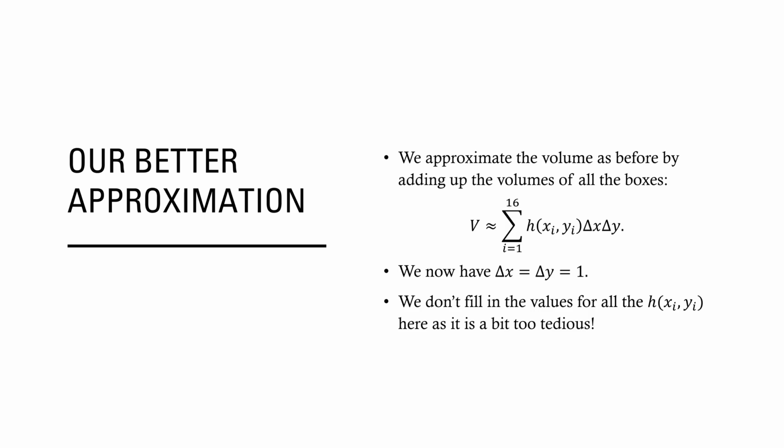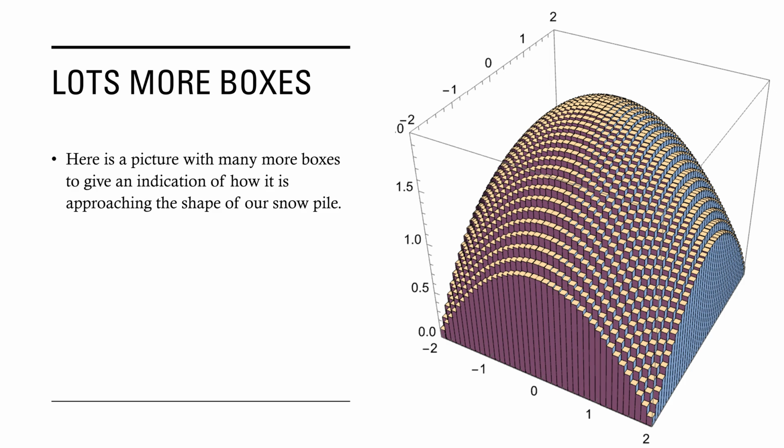But we know from Calc 1 that to get better and better approximations, we used more and more rectangles. So similarly, to get better and better approximations to the volume, we're going to use more and more boxes here. So here's a picture if we use lots and lots of boxes. And we can see now this is looking more and more like our pile of snow, more and more like this paraboloid that's giving us our region of snow here. This is similar to when you used more and more rectangles in Calc 1. It became closer and closer to the area under the curve.